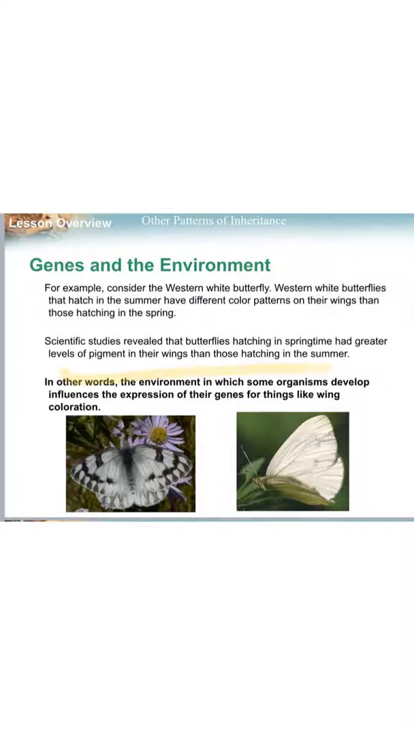In other words, the environment in which organisms develop influences the expression of their genes, for living things like wings. These are similar species, and based on the environment, they look different. These wings are going to be camouflaged to their environment, versus these wings, which are camouflaged to their environment.